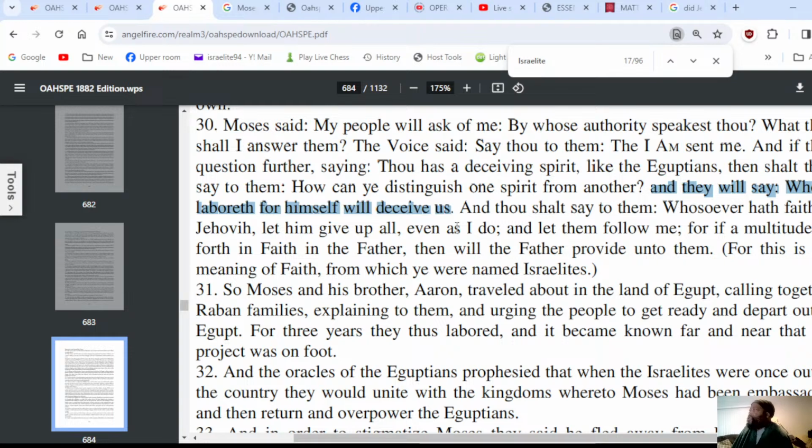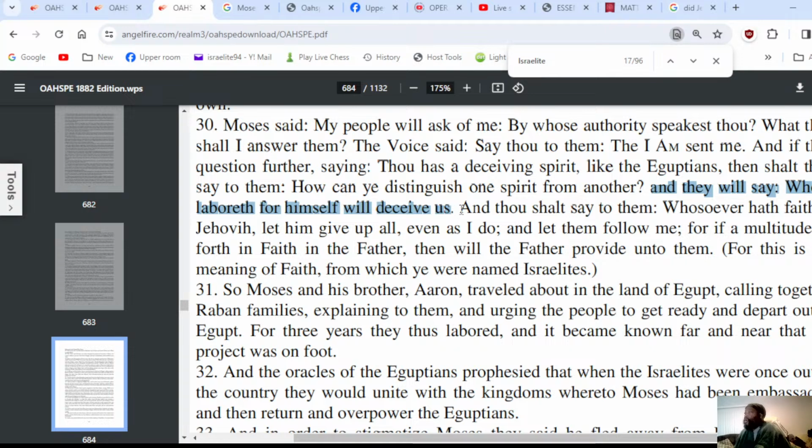And I think that it's both Levitical brethren, law brethren, and Oralites that made this statement. And they will say, whoso labors for himself will deceive us. If he's got his own agenda, he'll say anything he wants to us and it'll deceive us.